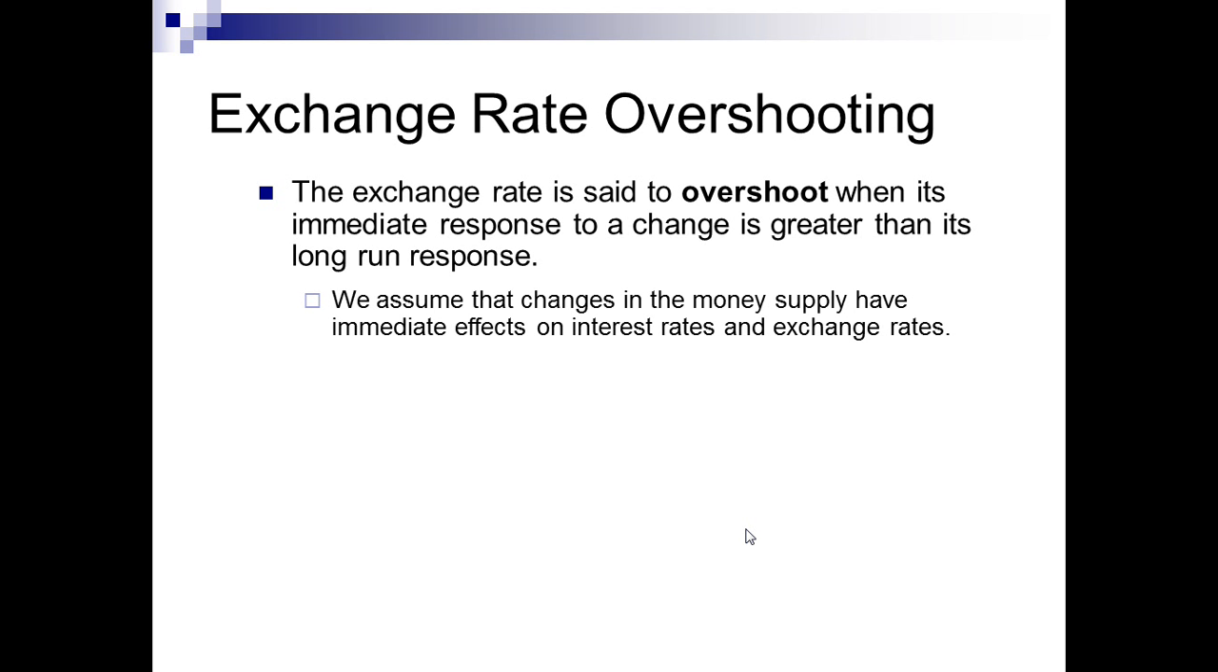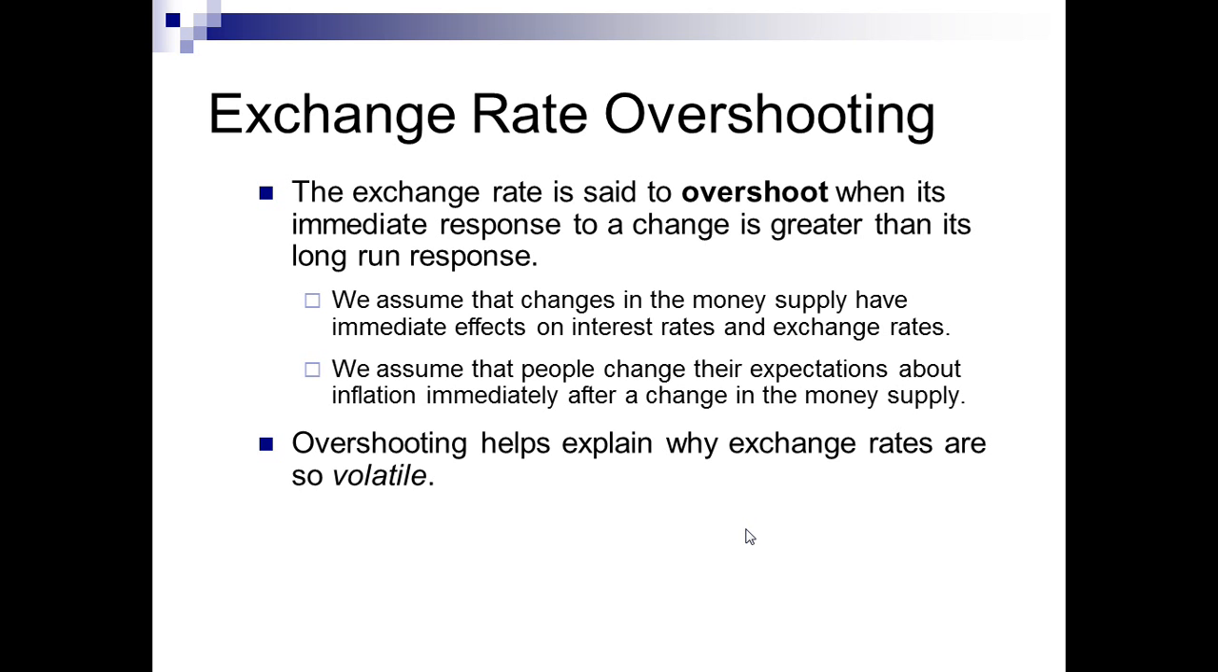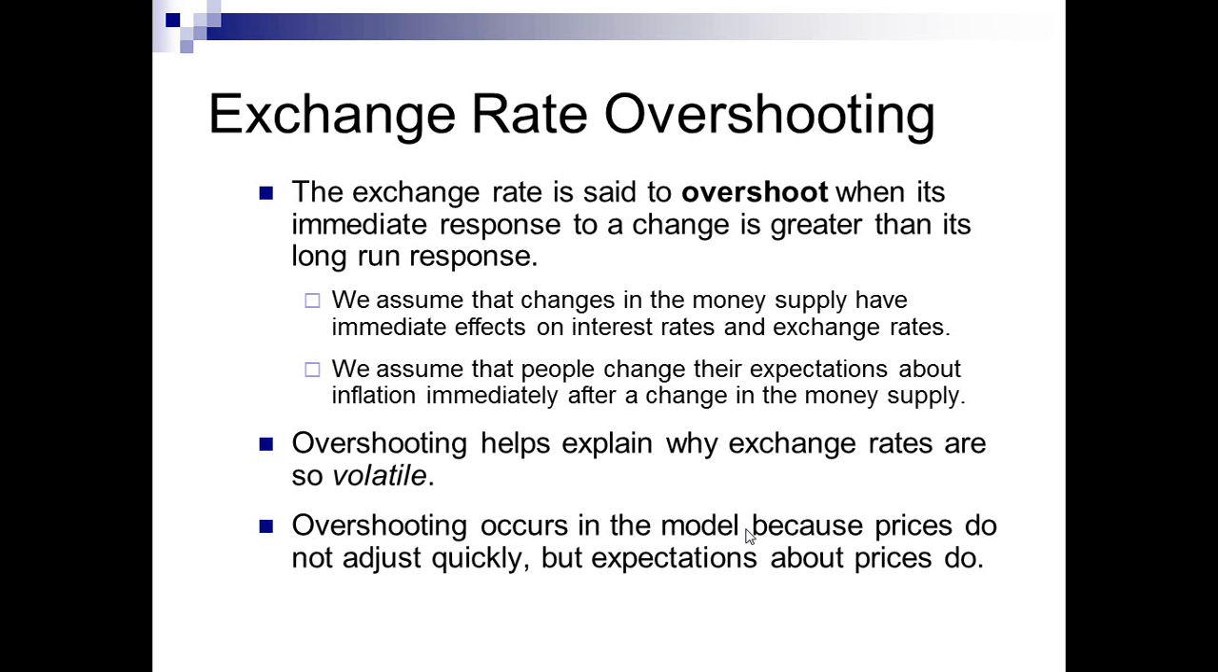So we assume that changes in the money supply have immediate effects in the short term on interest rates and exchange rates. We also assume that people change their expectations about inflation immediately after a permanent change in the money supply. So overshooting helps explain why exchange rates are so volatile. And overshooting occurs in the model because prices do not adjust quickly, but expectations about prices do.